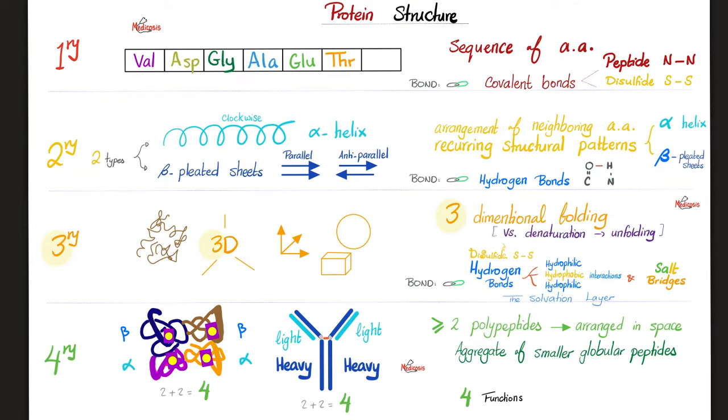After we make proteins, they are not ready yet. We need some modification. And we need the proteins to acquire their structure. Primary structure is just the sequence. Secondary structure, now we have shapes. Tertiary structure is 3-dimensional. And quaternary structure is like my hemoglobin, 2 alpha chains and 2 beta chains. We talked about all of this in detail in this biochemistry playlist.